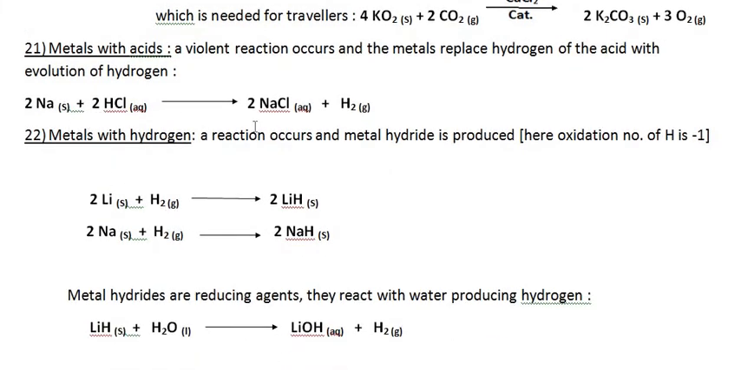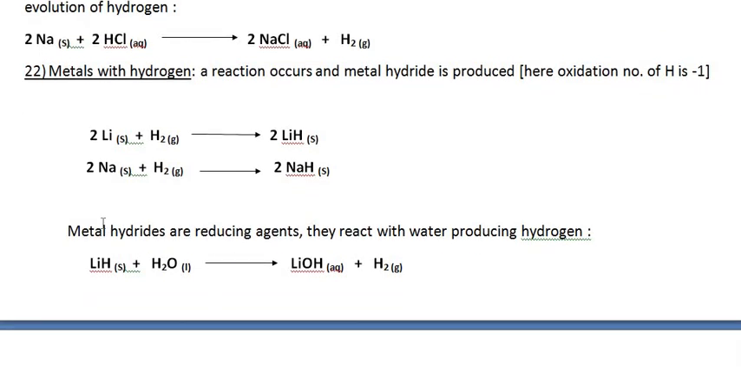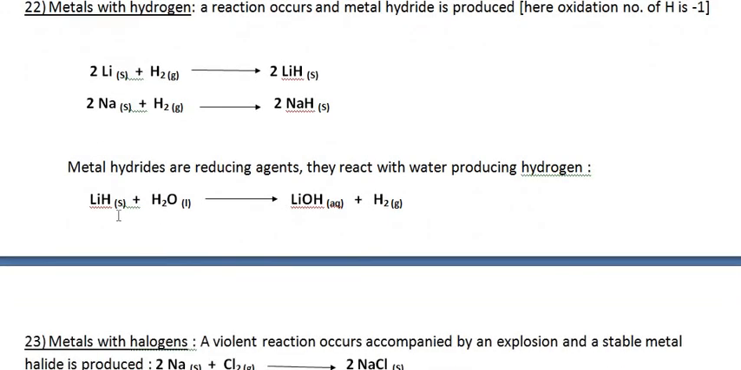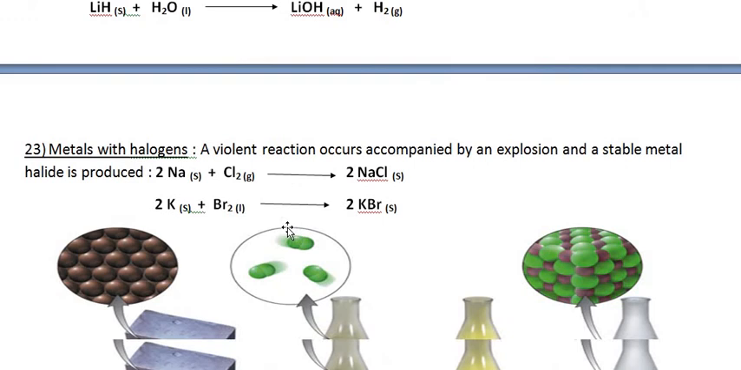Sodium reacts with acids to form sodium chloride and water, because as you know, sodium is a very active metal, which is more active than hydrogen, so sodium replaces hydrogen. Lithium reacts with hydrogen to form lithium hydride. Sodium reacts with hydrogen to form sodium hydride. Lithium hydride reacts with water to form lithium hydroxide and hydrogen gas.